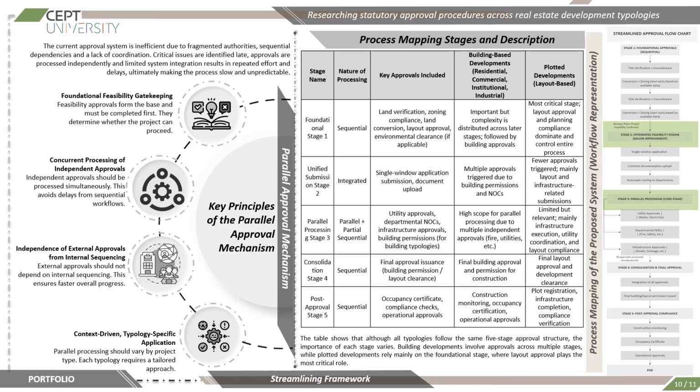The workflow representation analyzes the streamlined flow structure. Foundational approvals remain sequential because they determine the feasibility. Once this feasibility is confirmed, the integrated submission automatically routes. Parallel approvals are then processed parallelly before the final consolidation stage and then the post approval compliance stage. The key conclusion from this slide is that although all development typologies follow the same 5 step framework, the importance and complexity of each stage differs depending on that particular project development.